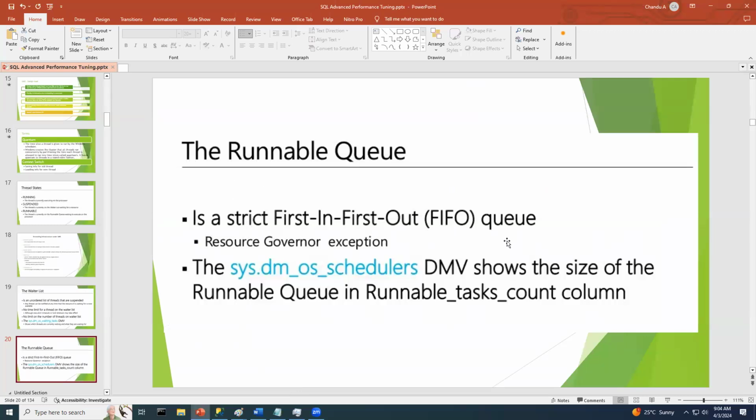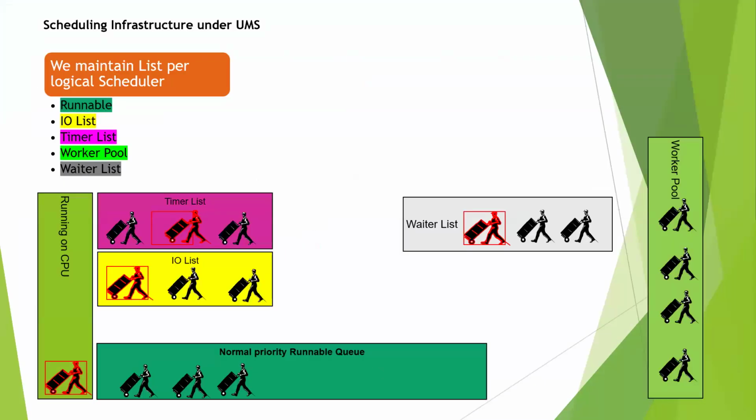It is strict first in first out, right? Whatever Resource Governor and all, that's a different thing. The sys.dm_os_schedulers DMV shows the size of the runnable queue in the runnable task count. So what we have here is the pictorial representation. Let's say you have different schedulers: runnable, IO, timer, worker pool, and waiter list.